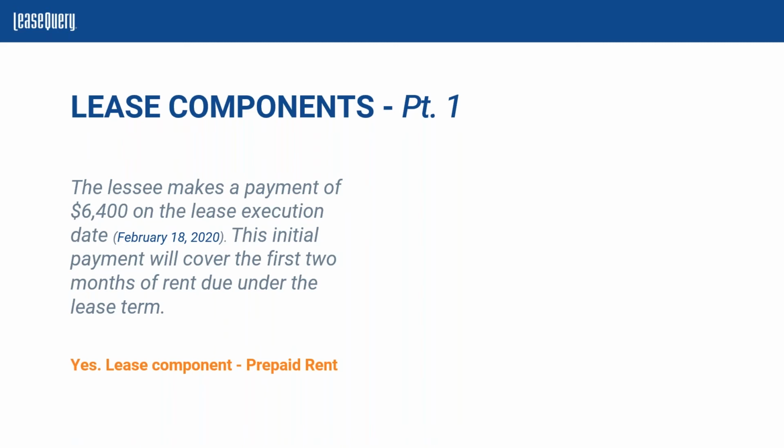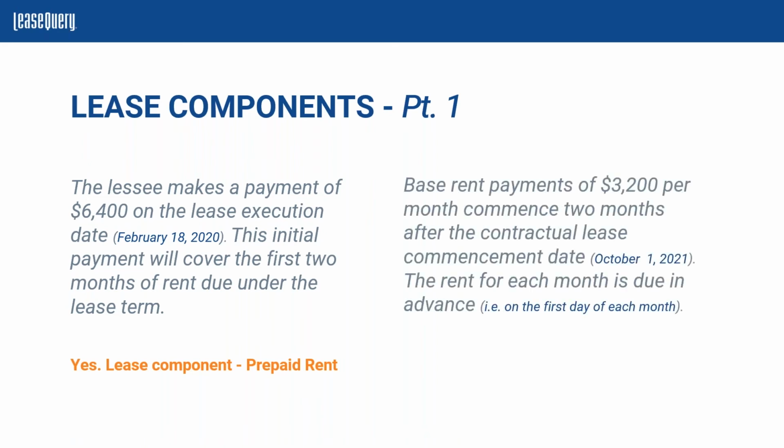All right. Next, we're going to think about an additional component here. The additional component is going to be the actual payments. So every single month after commencement, the lessee, again, the school district, is going to be making payments of $3,200. Those are going to be made monthly. And it's going to start 2 months after the contractual lease commencement date, which in this example would mean it would start on October 1st. The reason for that is because they already prepaid those first 2 months. So they're going to start making payments as of October 1st, 2021. And the rent for each month is going to be due in advance. So they're going to be making the payment on the first of every single month.